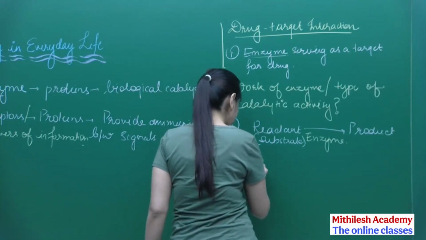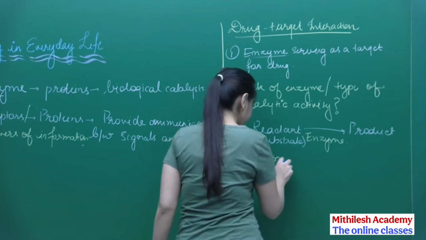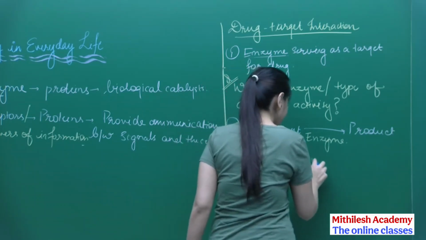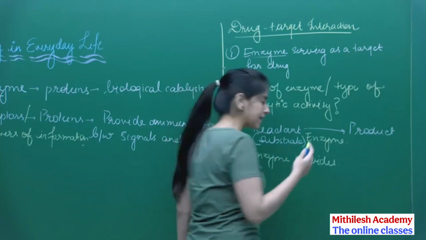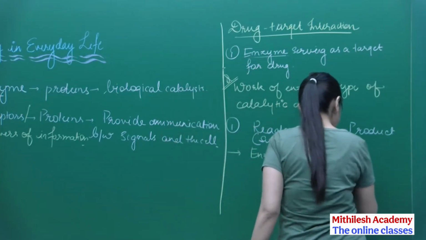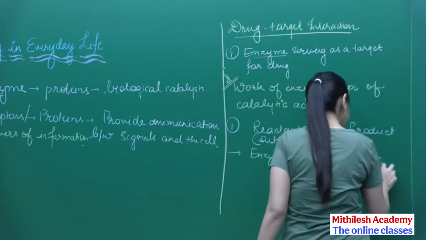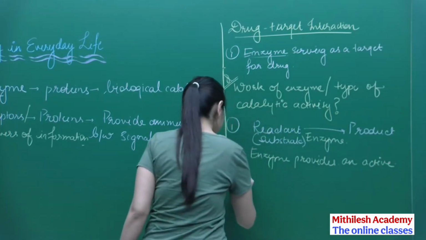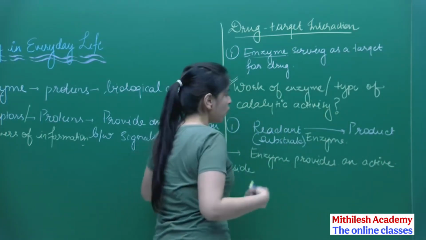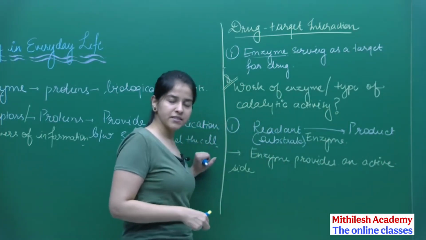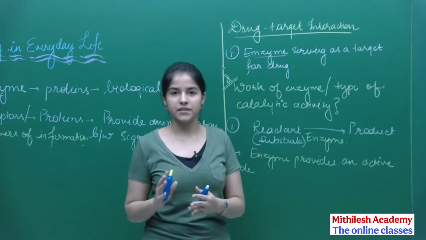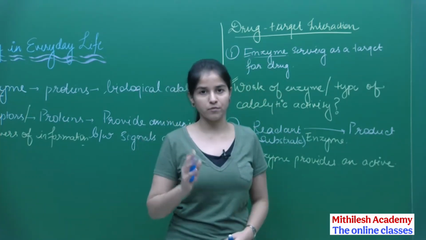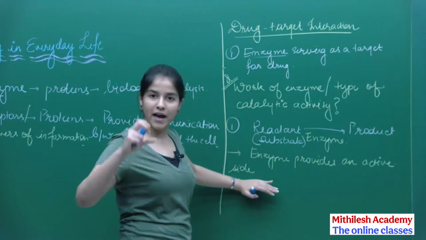So, the enzyme provides what kind of a site? Active site. What kind of an active site is it? It is a kind of a lock and key model. You must have done this in your chapter surface chemistry. So, this is the lock and key model.